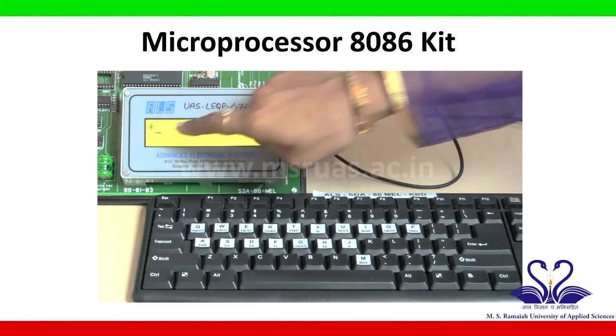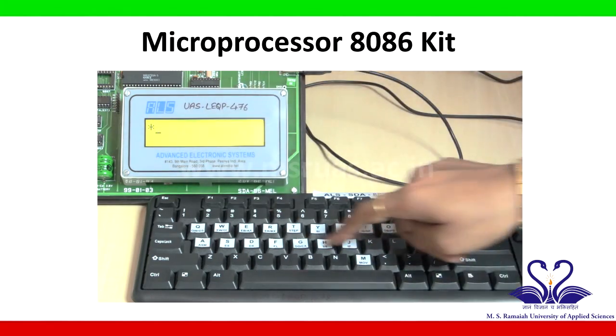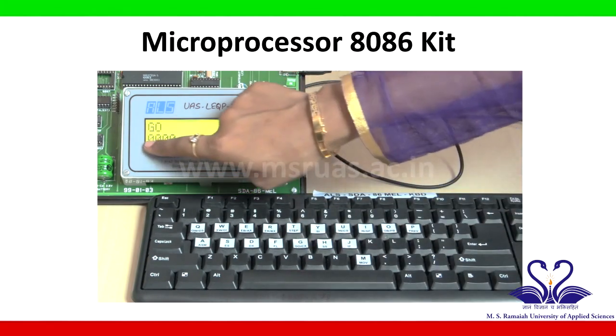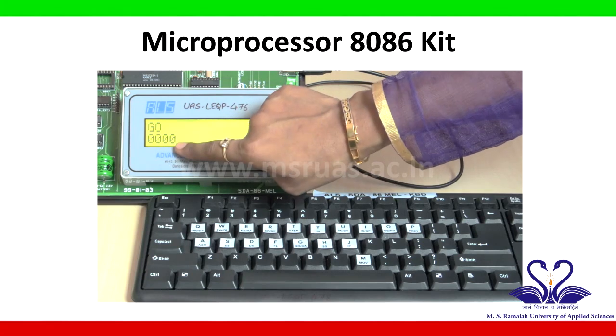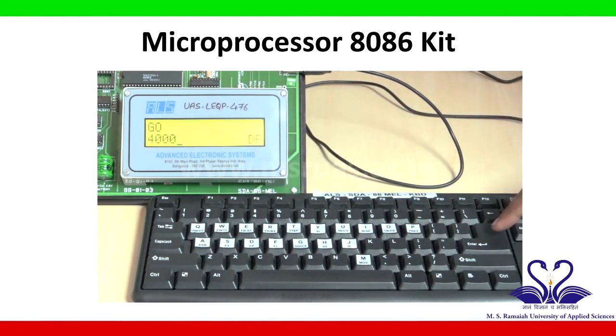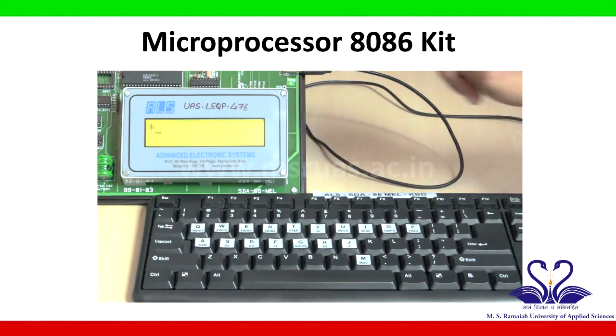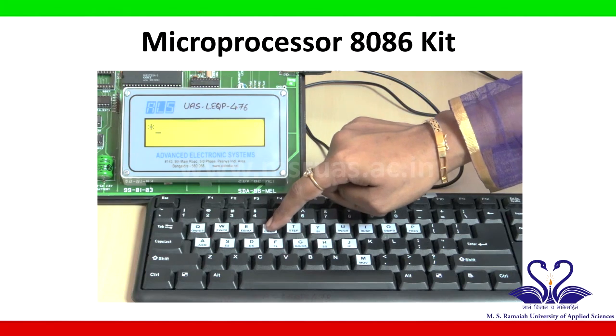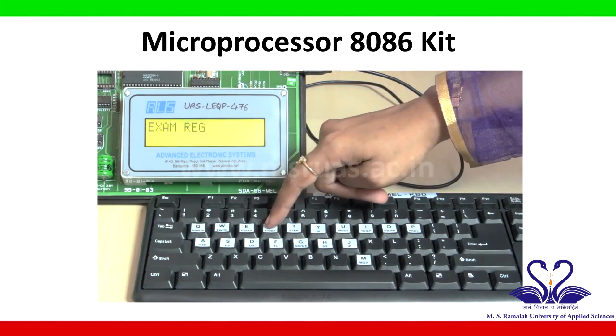Enter. As soon as you get this star symbol, give G, which means go. Now you need to mention the address location from which your program has started. Give 4000. Enter. Now we need to check the result. The result is present in register A. Press R to see the result.